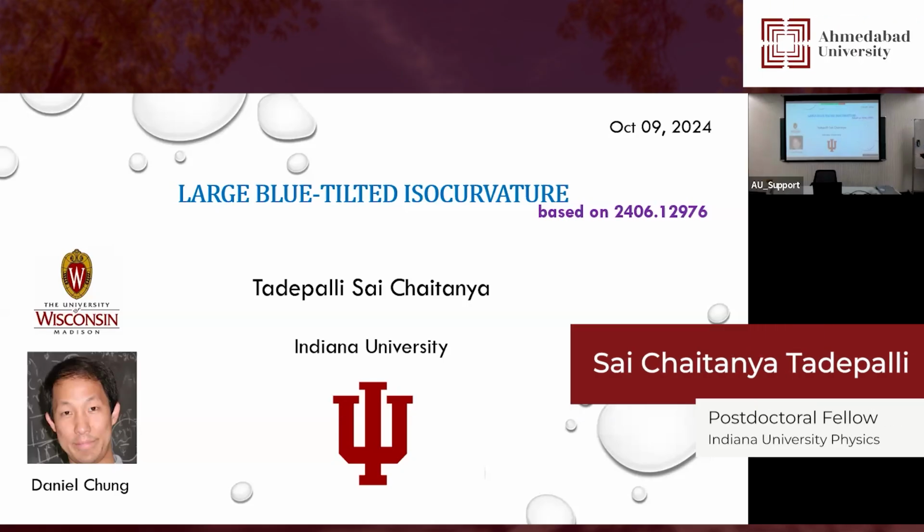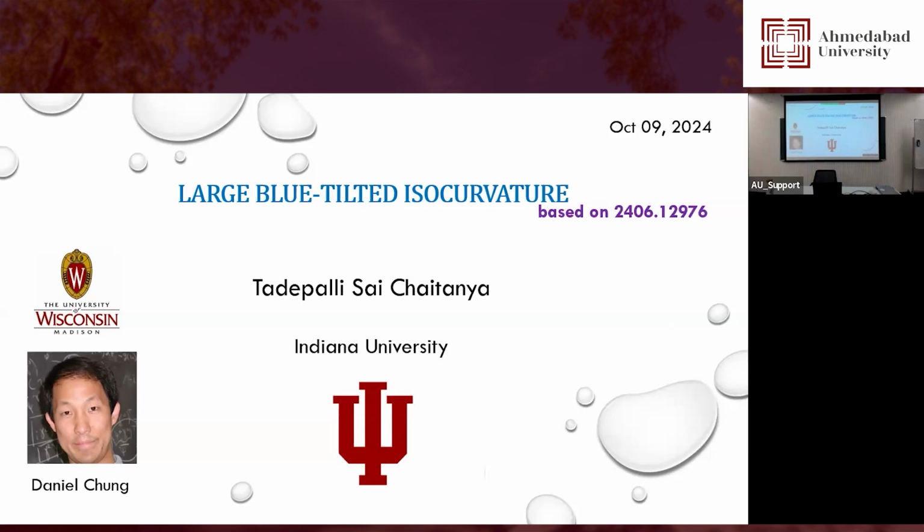Today I'll be talking about large blue tilted isocurvatures. This work was done while I was a graduate student at Wisconsin Madison, working with my advisor, Daniel Chung. Presently, as Gaurav mentioned, I'm at Indiana University as a postdoctoral fellow. This eerily seems like a Sai, but it's the logo of IU.